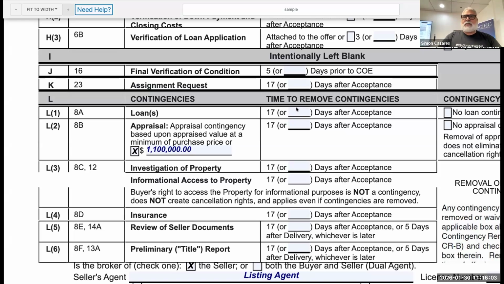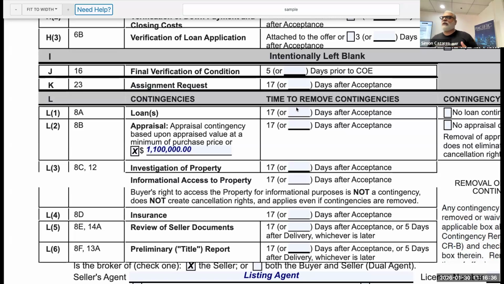Section J, as in Jack, goes into the final verification of condition. That's already defaulted to 5 days prior to close of escrow. So that means the buyer, within 5 days of closing, so if we know that the 30th is the day of closing, when can the buyer do their final verification? 5 days prior. So the 25th, the 26th, the 27th, the 28th, and the 29th should be the time to do it. You don't want to do it the same day you're going to be closing. You want to give yourself that buffer, right?